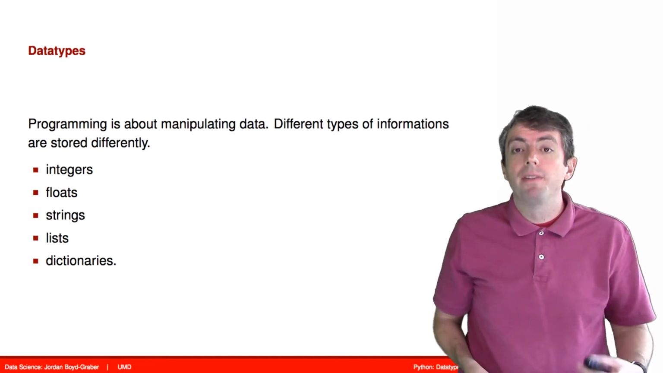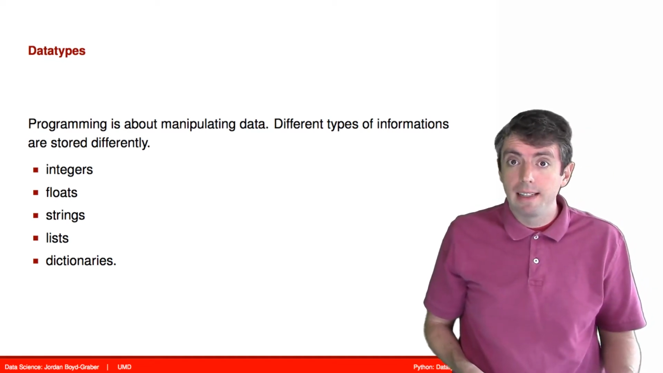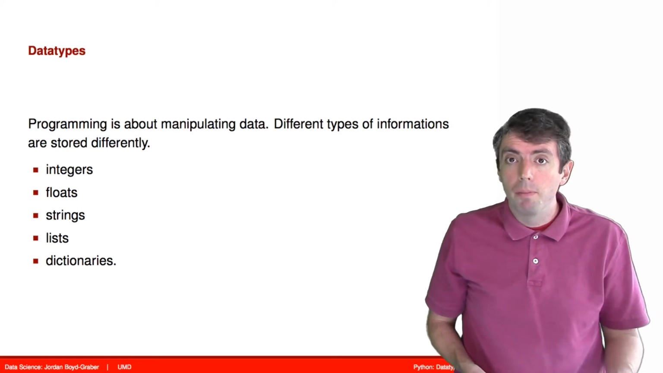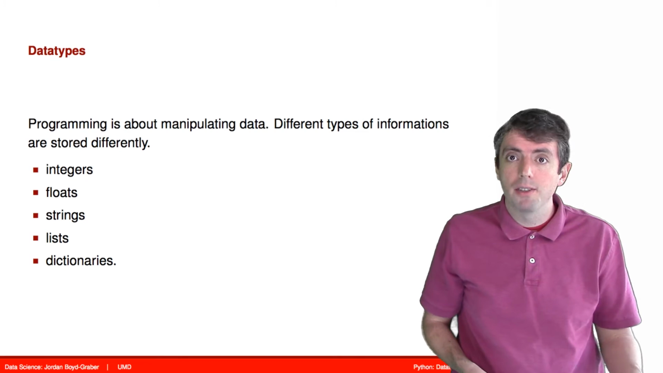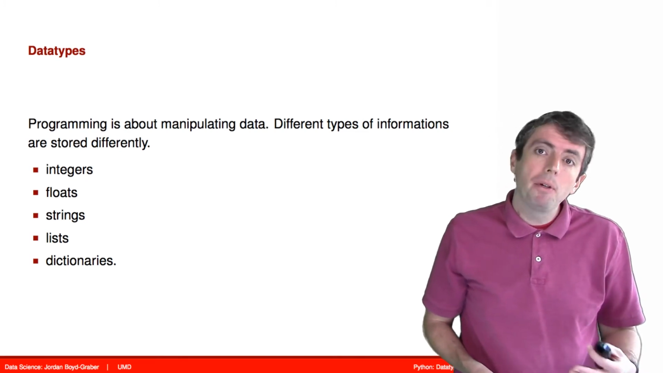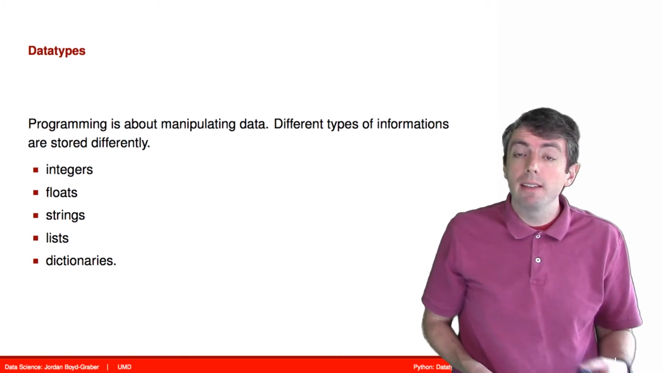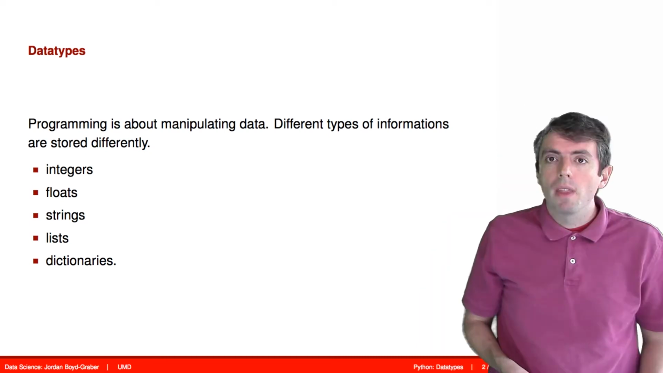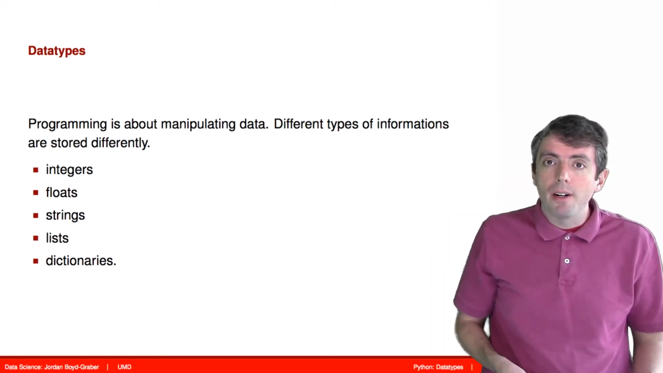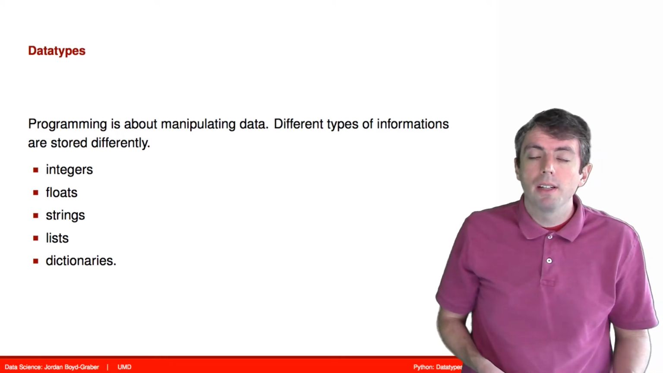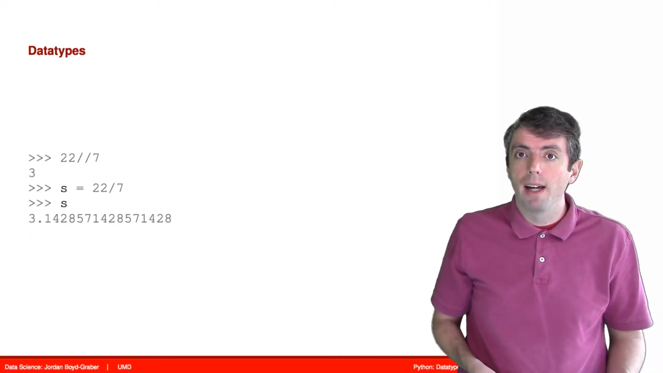Some data types are very similar to other programming languages, like integers and floats. There won't be too much different from what you know compared to C or JavaScript or things like that. But when we start talking about strings and lists, things will be a little bit different. So let's first talk about integers and floats. Integers are natural numbers like 1, 2, 3, 4, and so on.